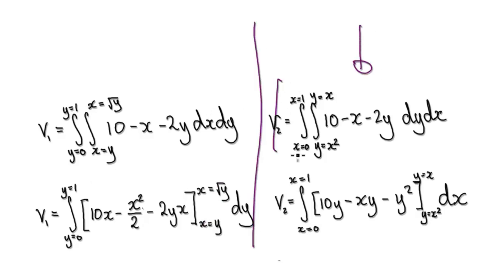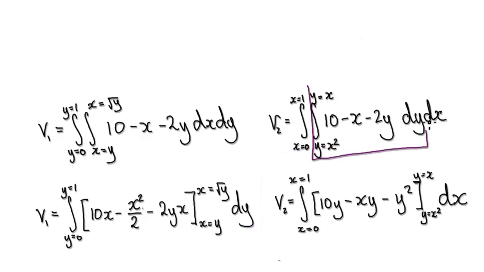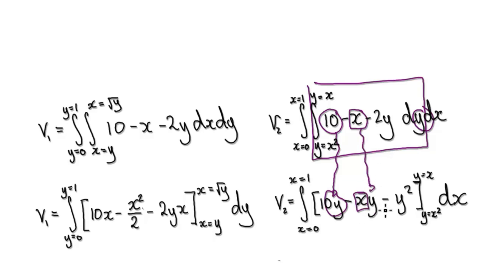So from here, v2, looking at the inner integral, we need to integrate it with respect to y. Integrate this with respect to y, that would be 10y. This is a constant, so when you integrate it with respect to y, it would be x, the constant, and then y. Integrate this, that will then give you negative x squared.